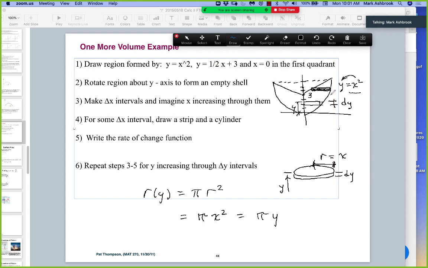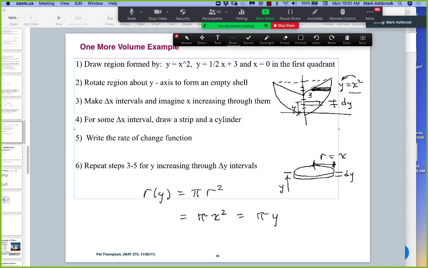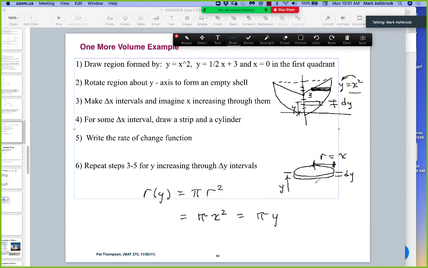Is that strip the same radius as this one? No, because for all these delta y intervals down here, these strips started at the y-axis and went out to the curve. Now, starting at 3, when y is greater than 3, our strips start at the line, away from the y-axis, and end at the curve. So this is for y less than or equal to 3.